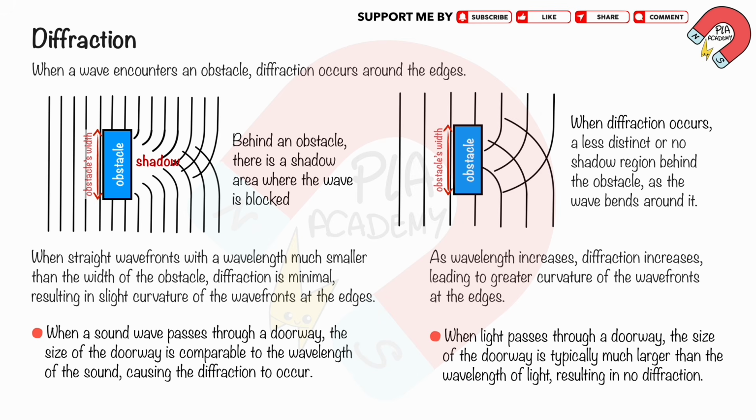When light passes through a doorway, the size of the doorway is typically much larger than the wavelength of light, resulting in no noticeable diffraction.